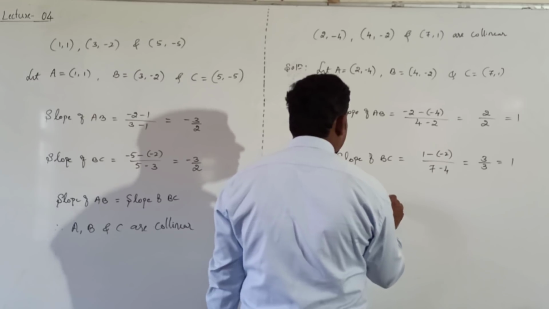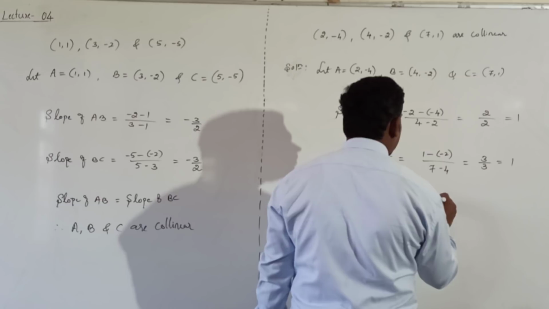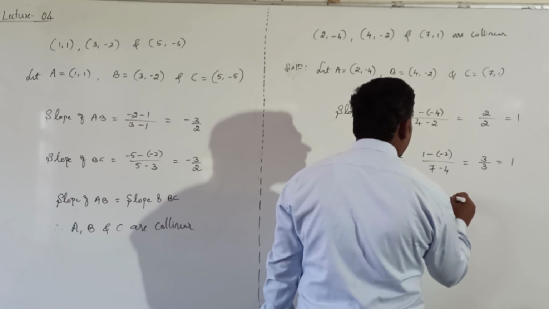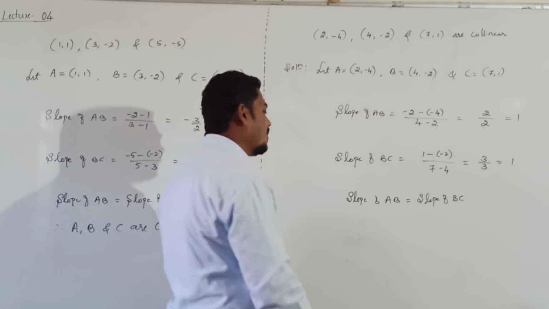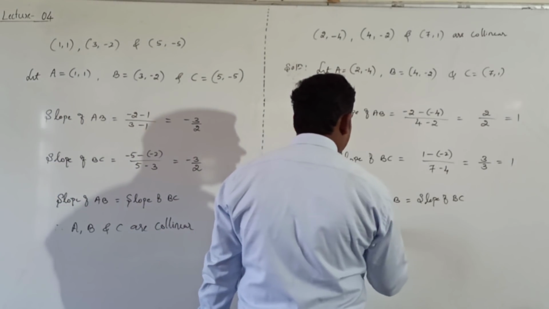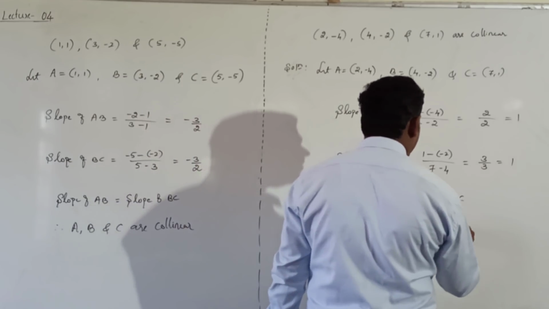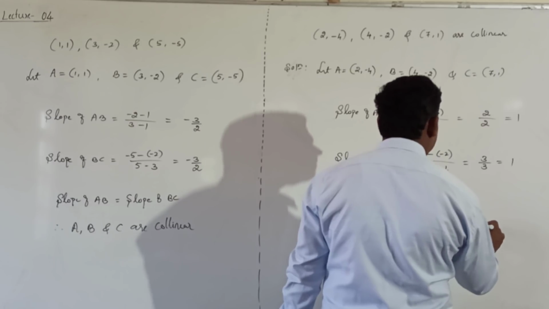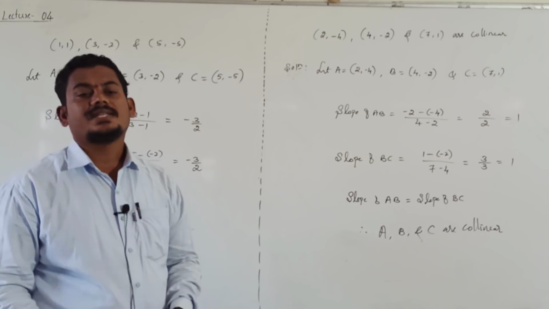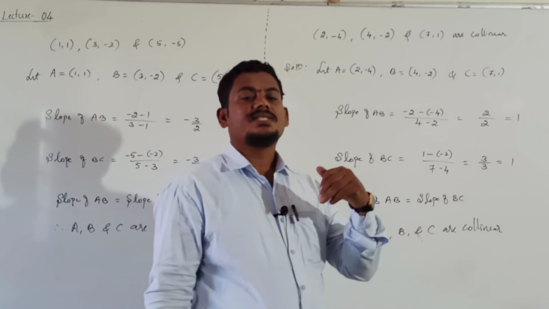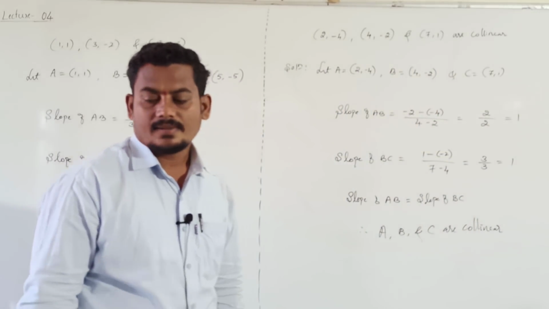Write the conclusion. Slope of AB is equal to slope of BC, hence the given points are collinear. Therefore points A, B and C are collinear, right? Just find their slopes. If the slope of the first 2 points is equal to the slope of the next 2 points, then we conclude the given 3 points are collinear, right?